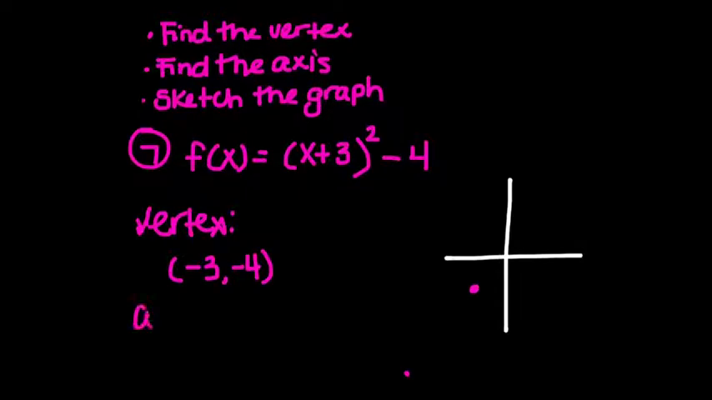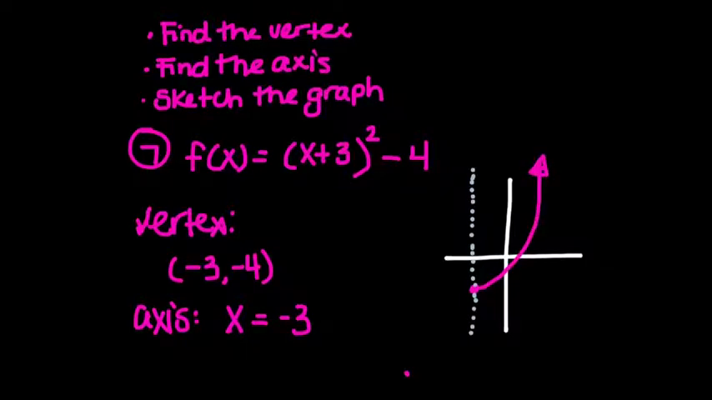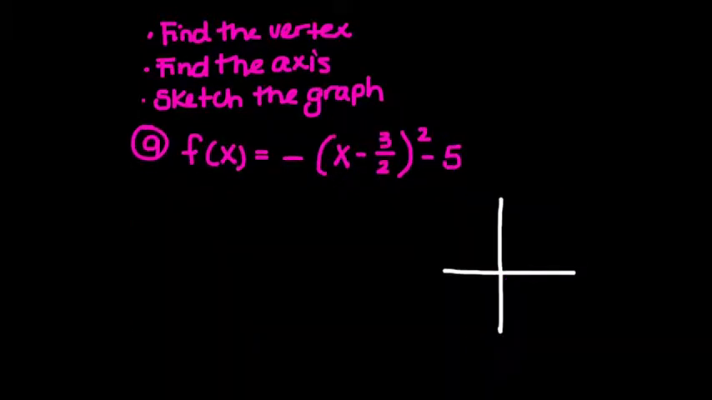I also know that the equation of the axis of symmetry is x equals -3, because the equation for the axis of symmetry will always be the vertical line that passes through the x-coordinate of the vertex. So the axis always has the equation x equals whatever the x-coordinate of the vertex is. So I know that my axis of symmetry would be the vertical line that passes through the vertex. Using all of this information, I can sketch a rough drawing of my parabola.